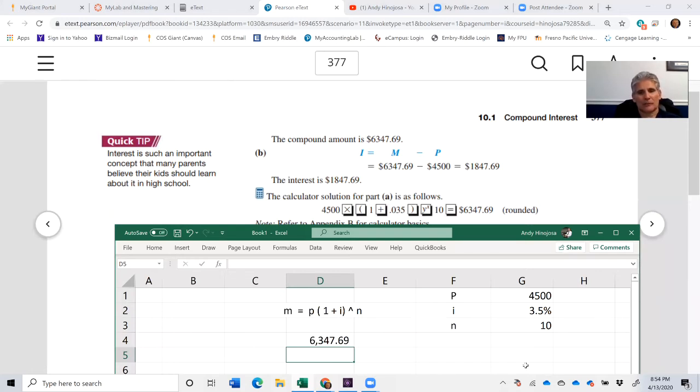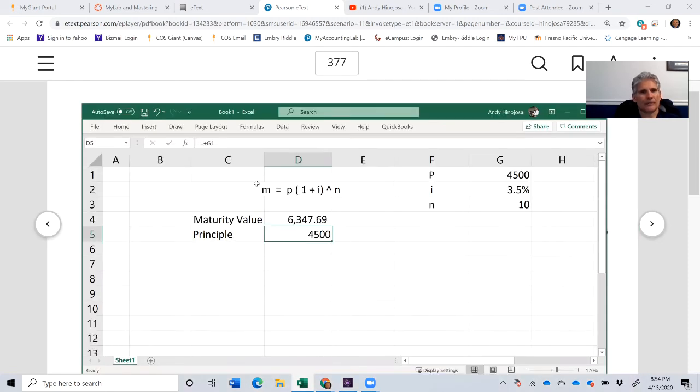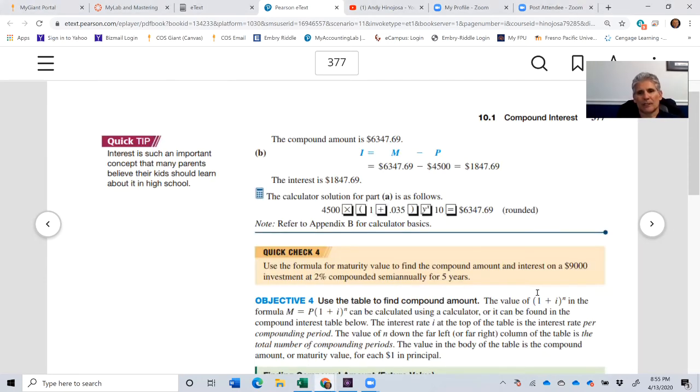Well, we started off with the principal of $4,500, so we have the maturity value, and as we learned earlier, the difference is what we're going to figure out. The difference is going to be what we earned for the period. So the interest earned is $6,347.69 minus the $4,500. So in this investment, we've actually earned $1,847.69. Yep, that's what they have here.